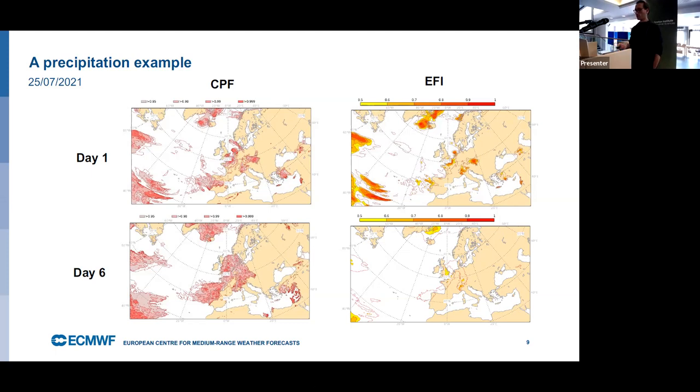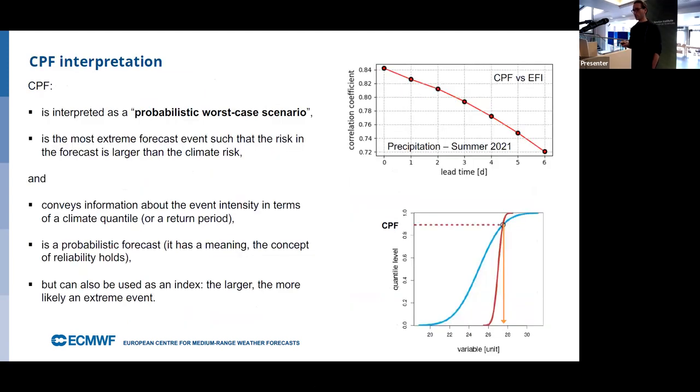So if we were talking about forecasters and not forecasts, we might say that they have very different personalities. But what is interesting is that their opinions converge as we come closer to the validity time. It's what is illustrated by this correlation coefficient in the top figure. So how can we interpret this crossing point forecast?